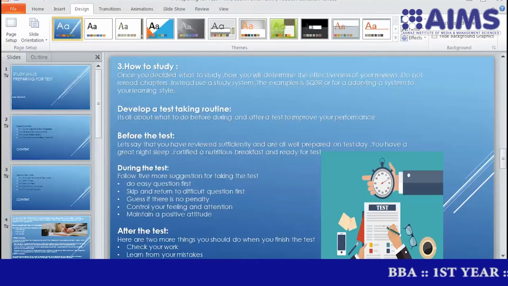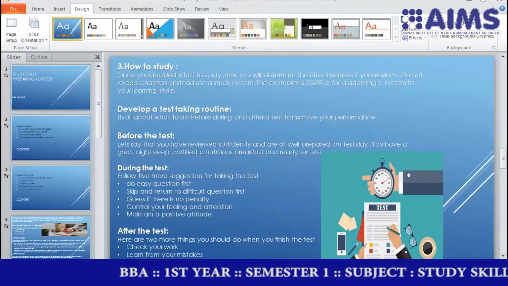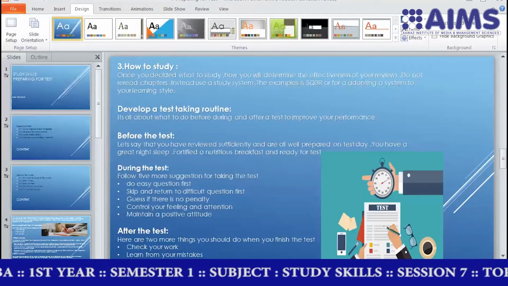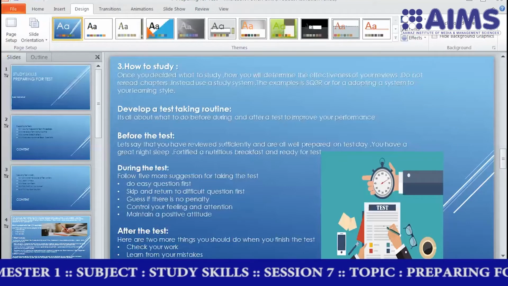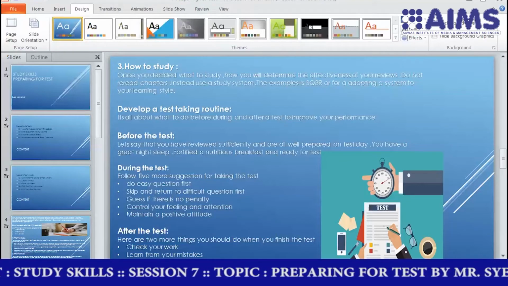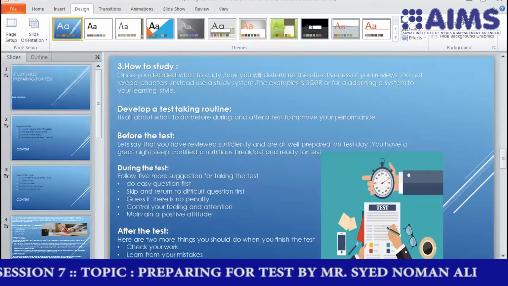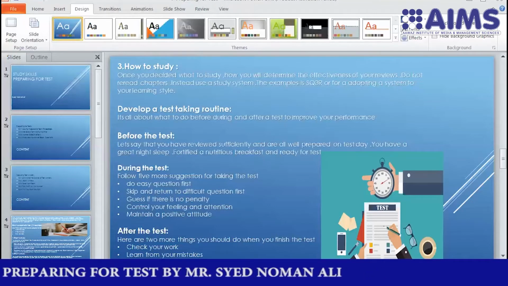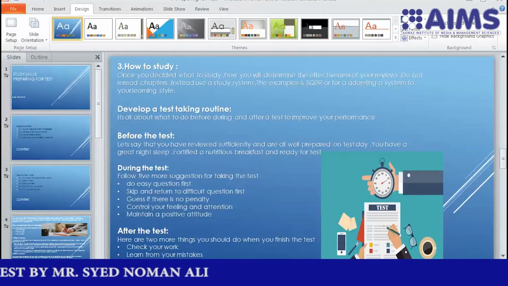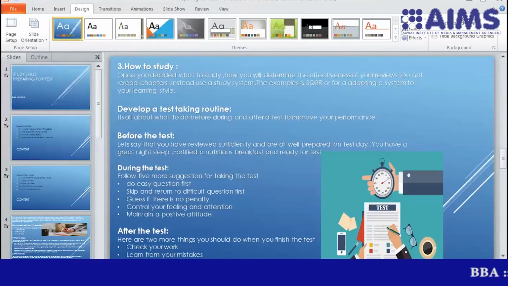The first is to do the easy questions first. First things first, and first the easy ones. That boosts your confidence, and within a short span of time, you will do a lot more. The second suggestion is to skip the difficult questions and return to them later. Then it will help you, and you will allocate your time well.